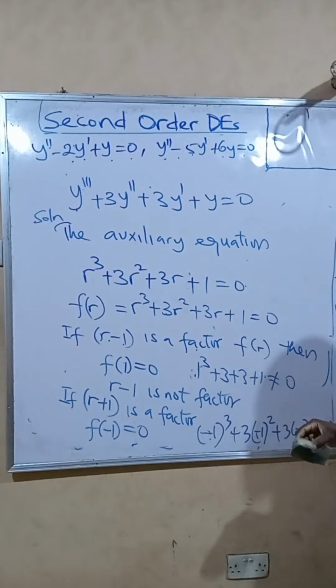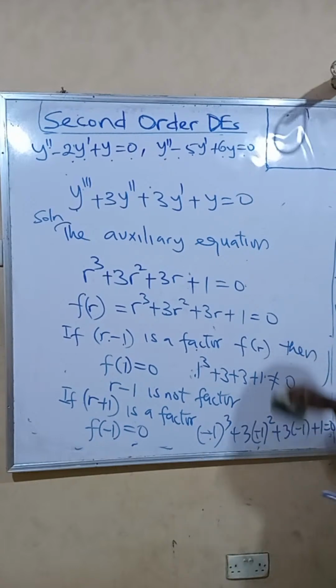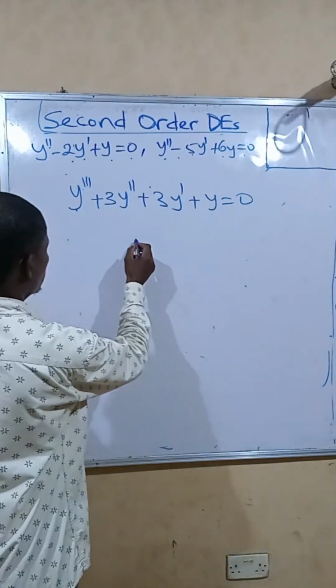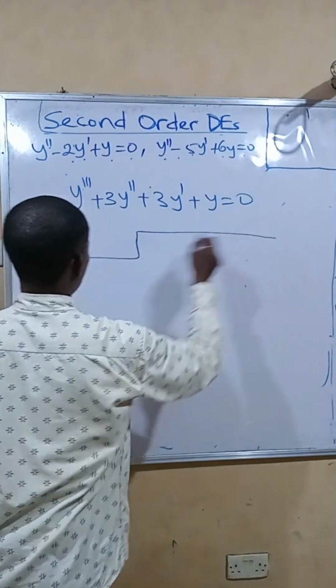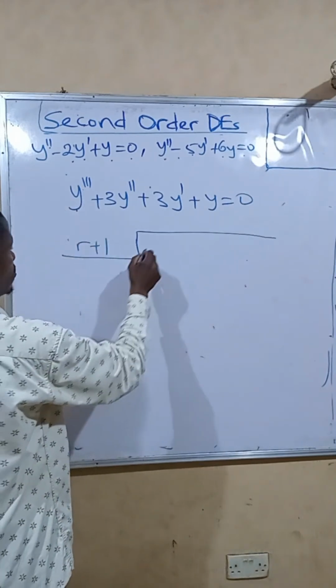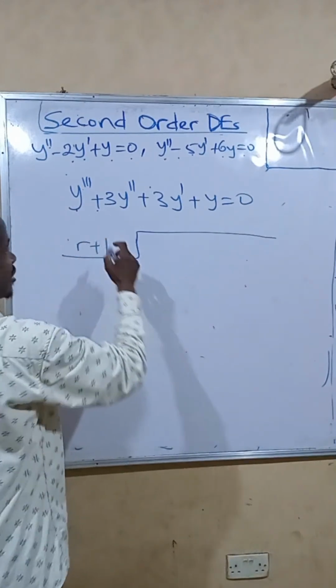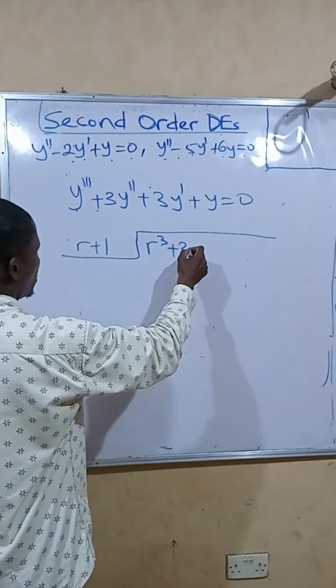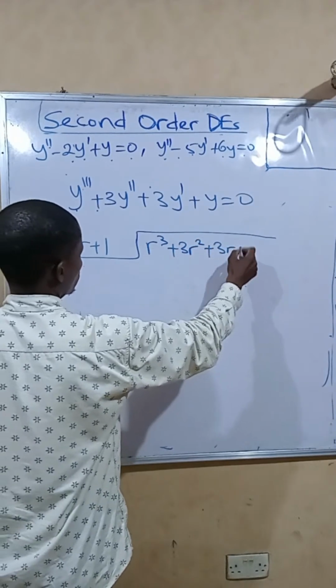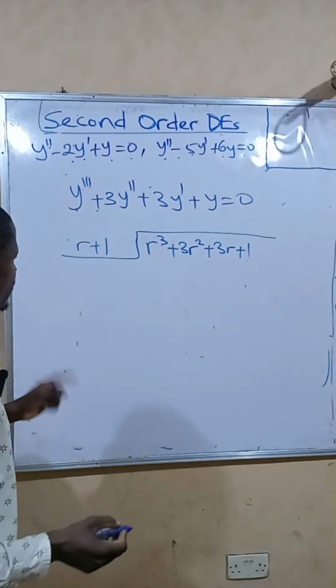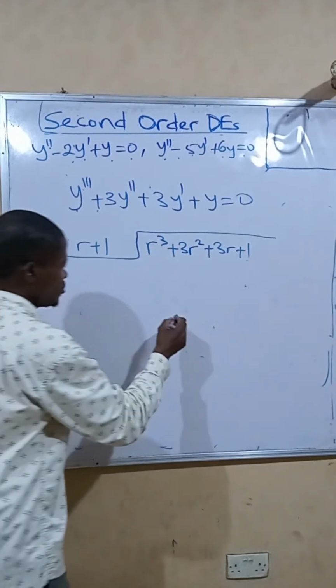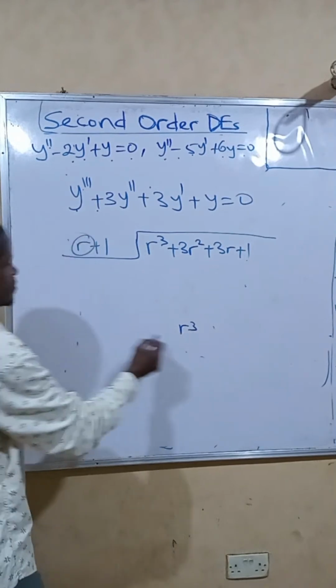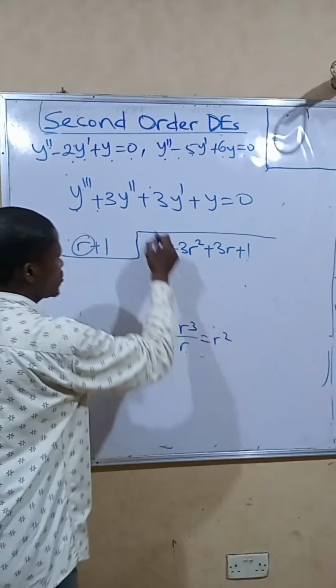Now we use polynomial long division to get the other factors. I've already confirmed that r plus 1 is a factor. We use it to divide the auxiliary equation, which is r cubed plus 3r squared plus 3r plus 1. What you do is very simple. You take the first one, r cubed, and divide it by the first one here, making r squared. So we put it here.